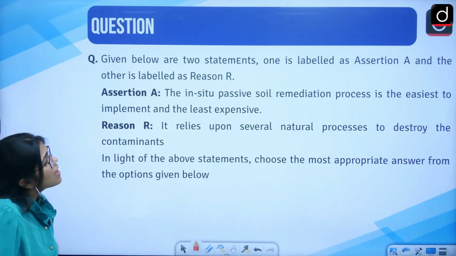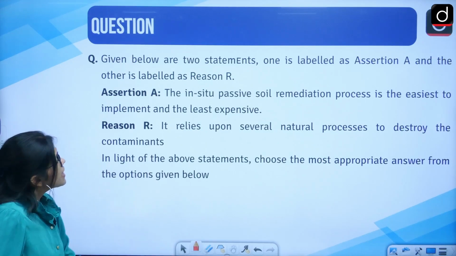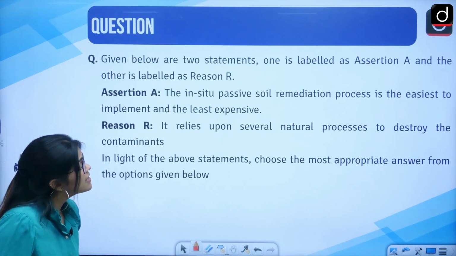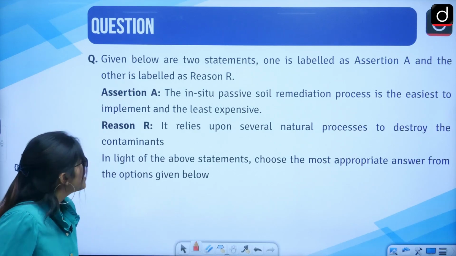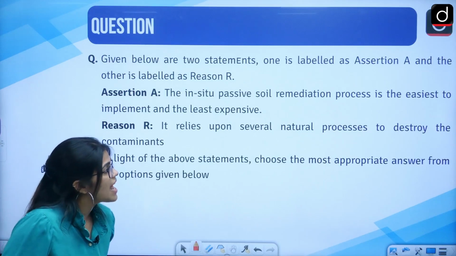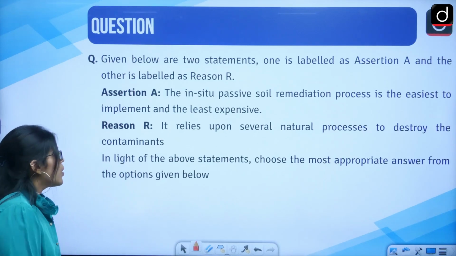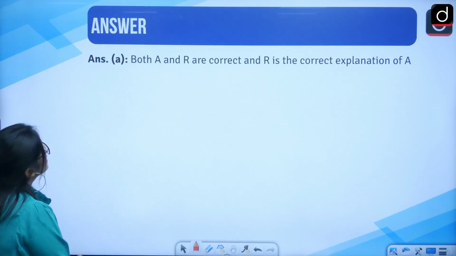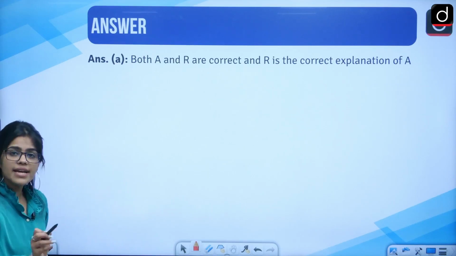Then given below are these two statements again, assertion and reason. The in situ passive soil remediation process is the easiest to implement and the least expensive. Then we have the reason: it relies upon several natural processes to destroy the contaminants. So what is the right answer? The right answer is A. Both A and R are correct and R is the correct explanation.